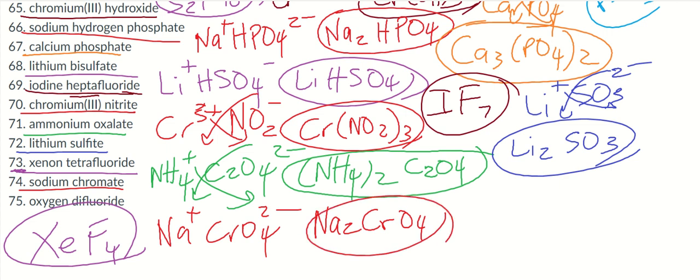Okay, last one. What color should we do? Green, my favorite color. Oxygen, no prefix. Fluorine, prefix. There you go.